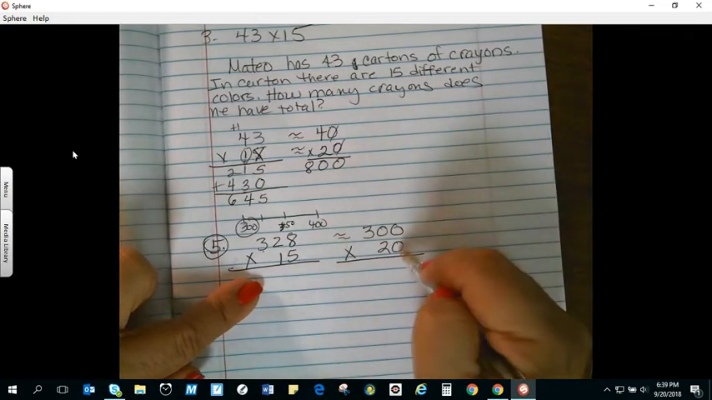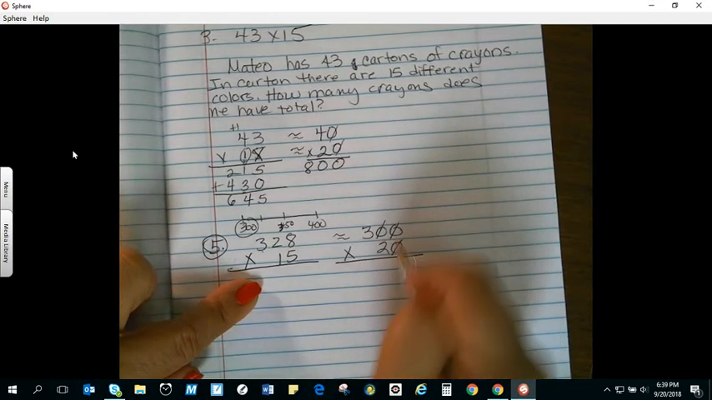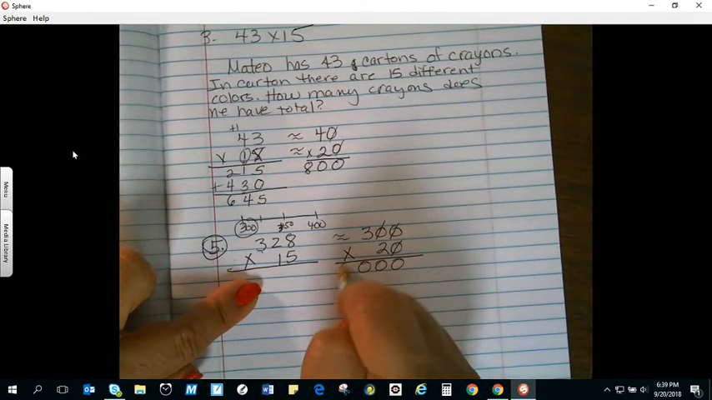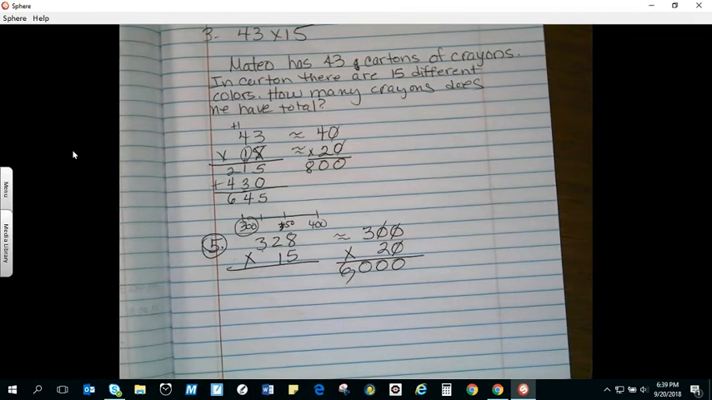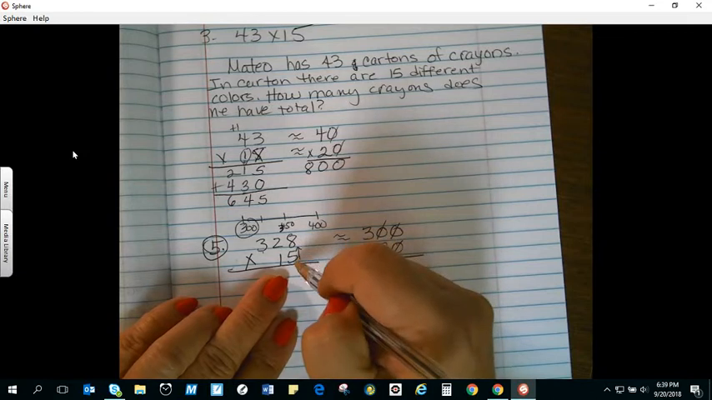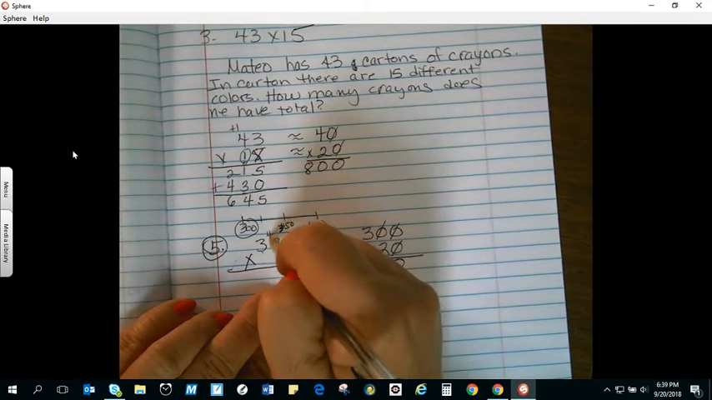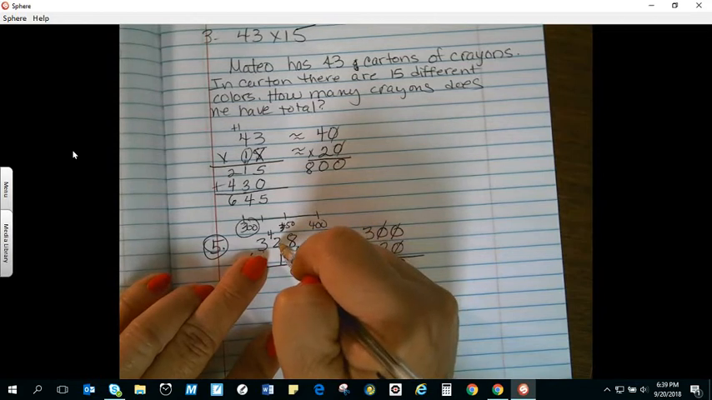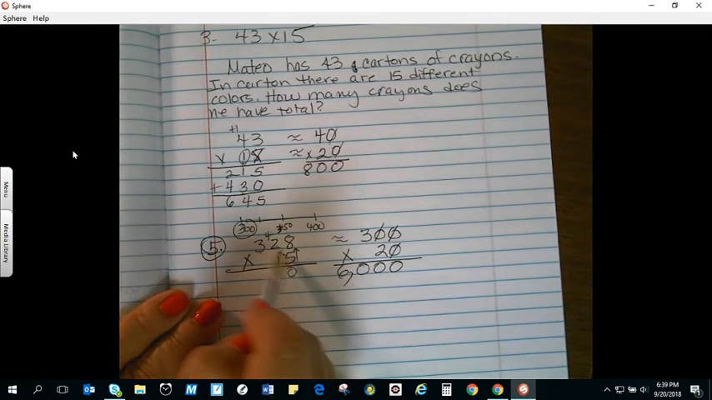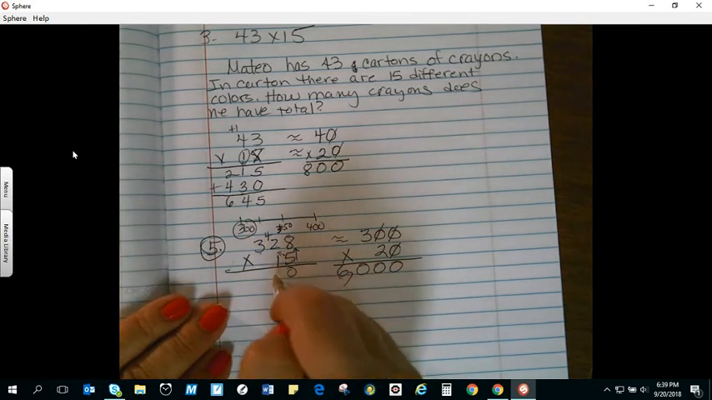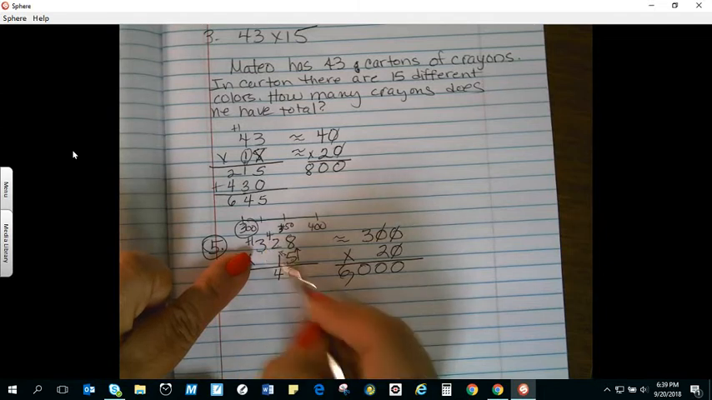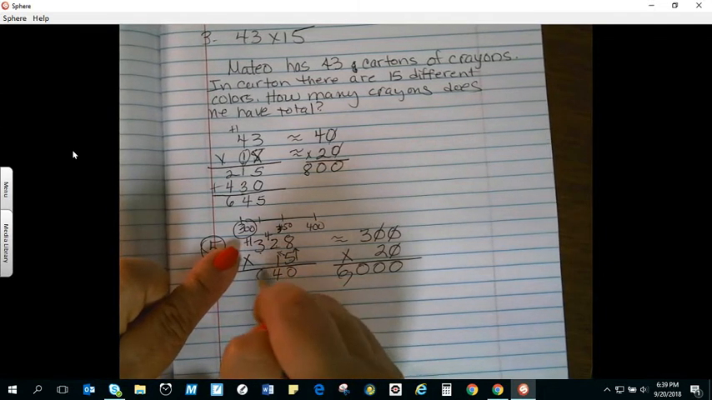Multiply that out. I have 10, 20, 30. 2 times 3 is 6, and so that's about 6,000. Now let's do it exact. Again, you're going to start in your ones place, and you're moving up. 5 times 8 is 40. Carry my 4. 5 times 2 is 10 plus my 4 is 14. Carry my 1. 5 times 3 is 15. Plus 1 is 16. Okay.